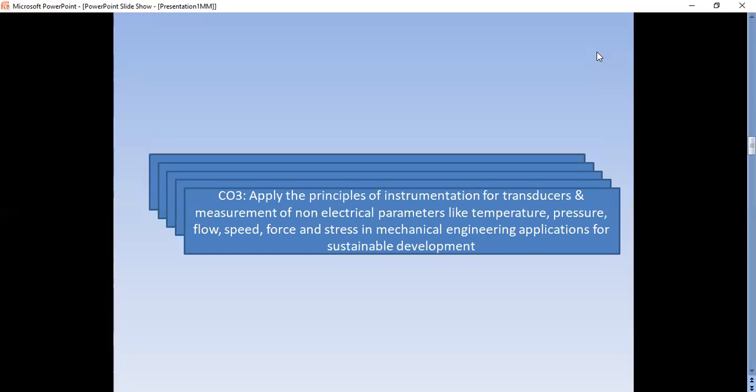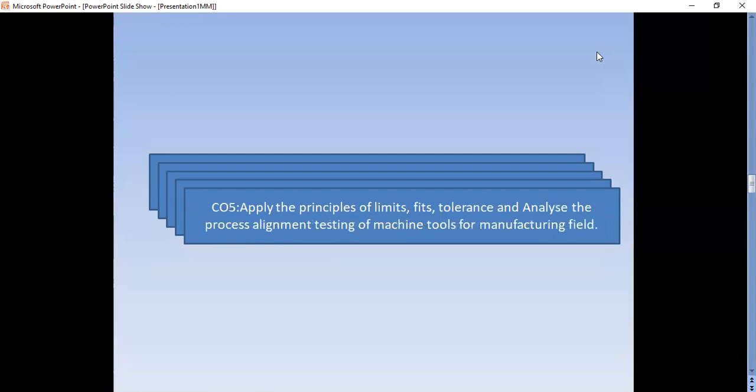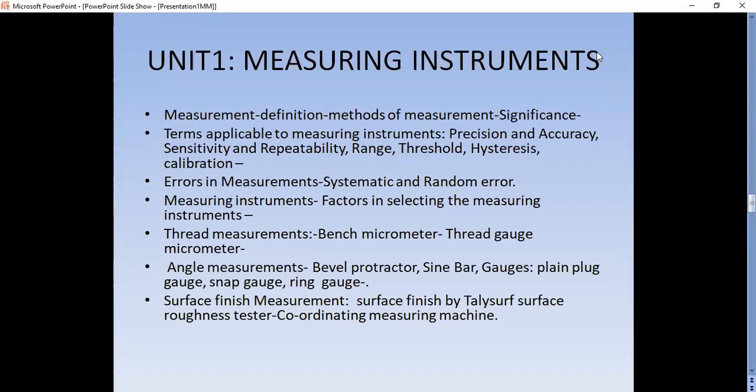Apply the principles of instrumentation for transducers and measurement of non-electrical parameters like temperature, pressure, flow, speed, force, and stresses in mechanical engineering applications for sustainable development. Apply the principle of miscellaneous measurements, for example, humidity, density, level, and blood pressure. Apply the principles of limits, fits, tolerances, and analyze the process alignment testing of machine tools for the machining field, manufacturing field.